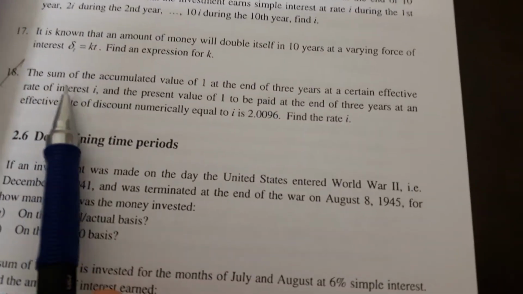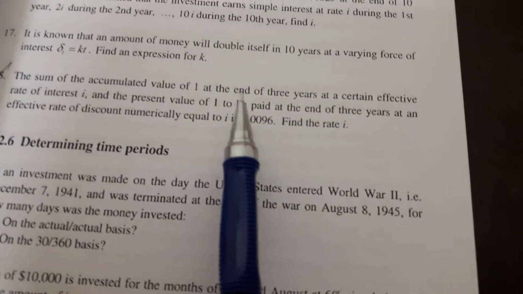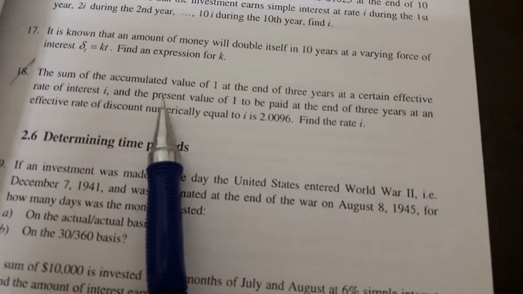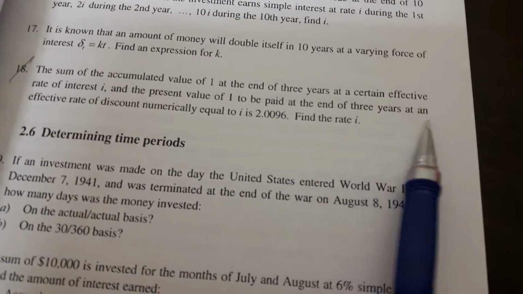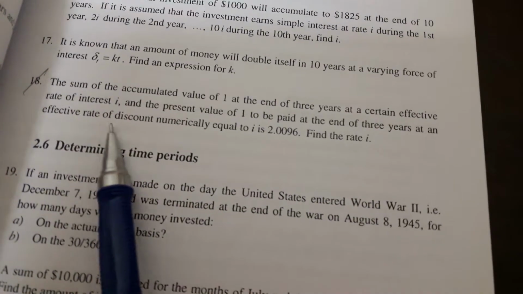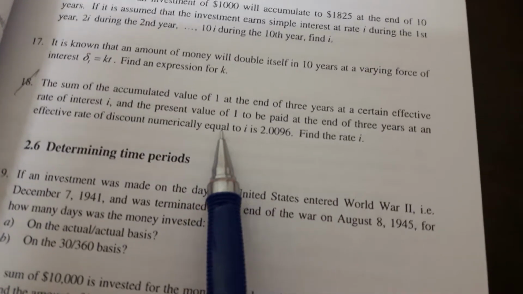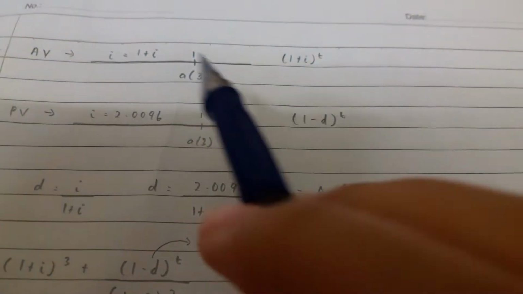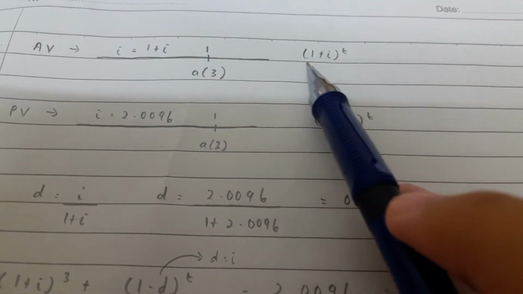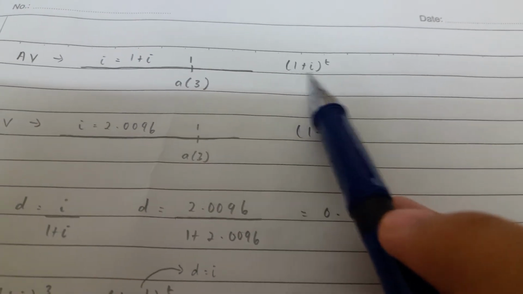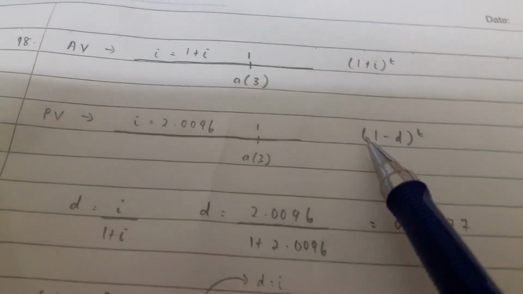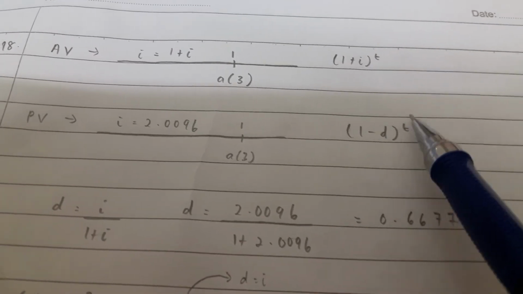Number 18, the sum of the accumulated value of 1 at the end of 3 years at a certain effective rate of interest i, and the present value of 1 to be paid at the end of 3 years at an effective rate of discount numerically equal to i is 2.0096. Find the rate i. For the accumulated value, we use this 1 plus i to the power of t, and for present value we use this formula of 1 minus d to the power of t.